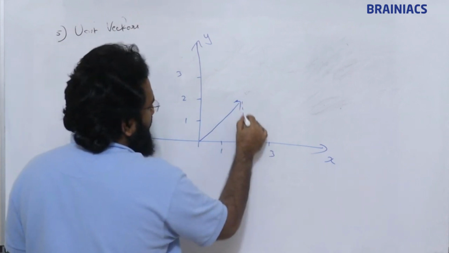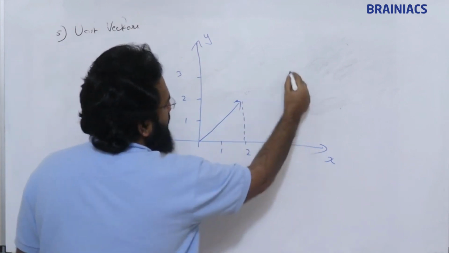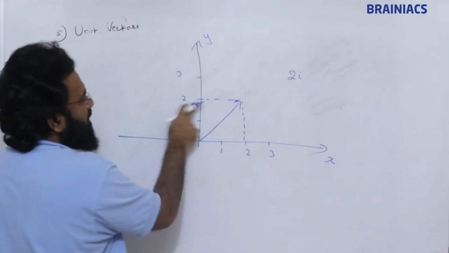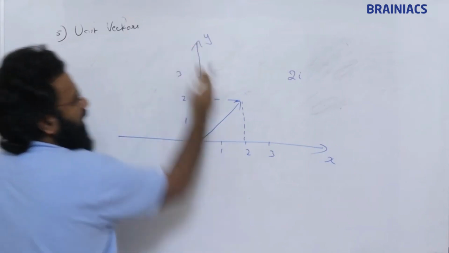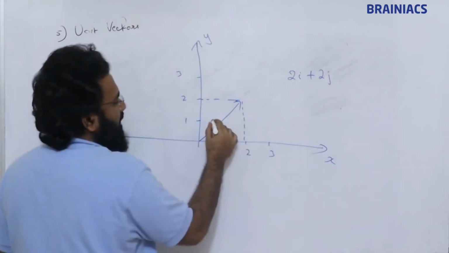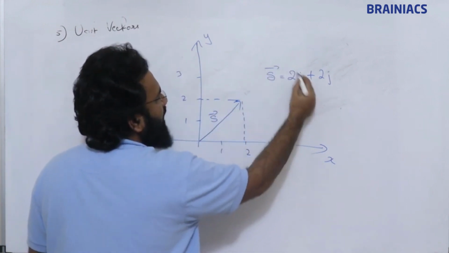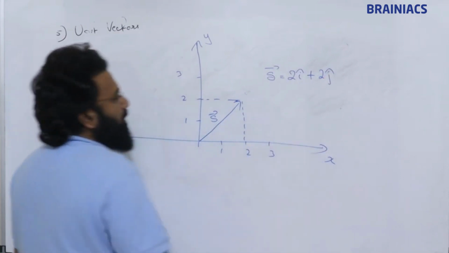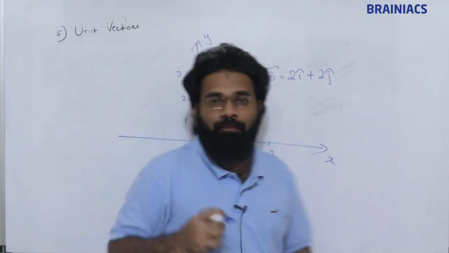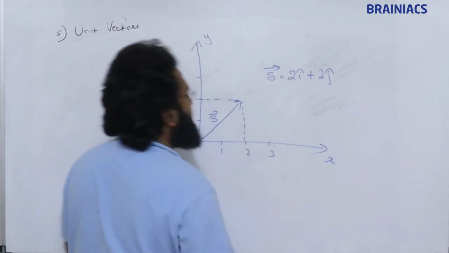We can do one thing. This is 2, no? In which direction? X direction. So 2i. If we extend this, what is this? This is also 2. In which direction? Y direction. So 2j. So this vector, suppose if this is displacement vector, this displacement vector is nothing but 2i plus 2j. So the unit vectors, if we write unit vectors, we will put a cap. For denoting vectors, we will show arrow like this.